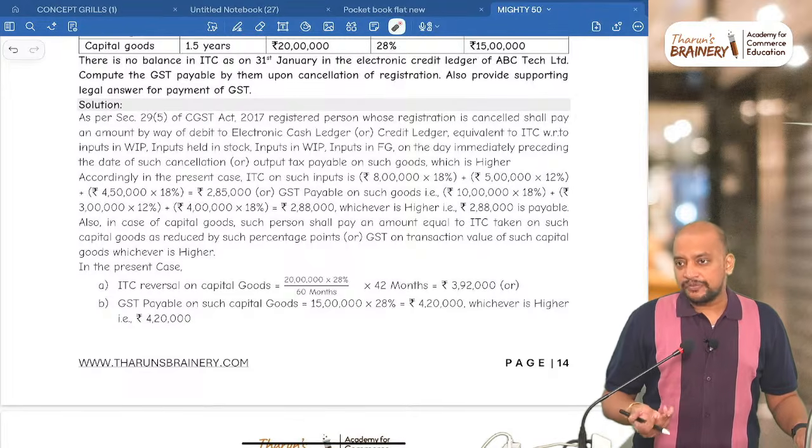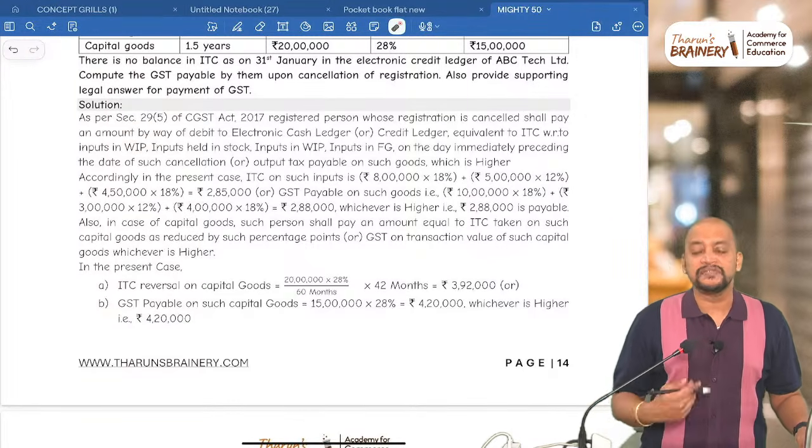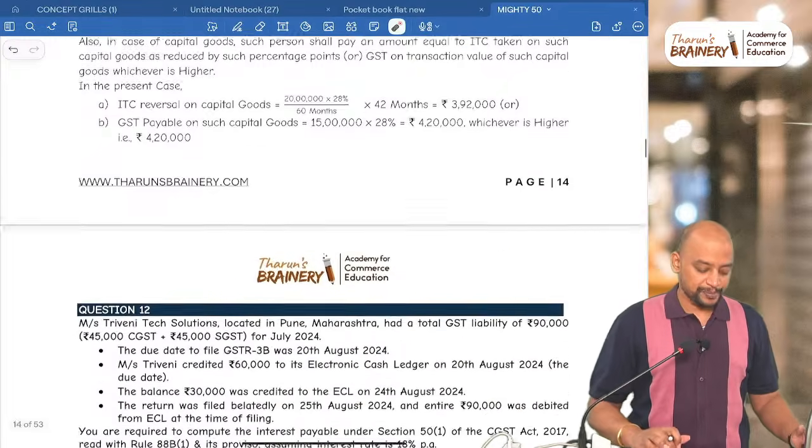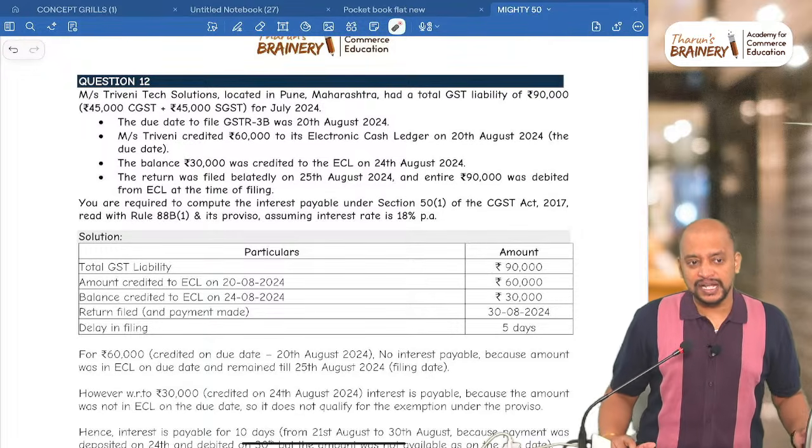So if they have enough balance in the credit ledger, they will reverse. If they don't have the balance, they have to make the payment. So reversal or payment as the case may be. What will happen to the excess balance? The excess balance shall lapse.